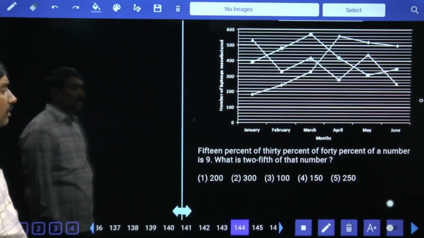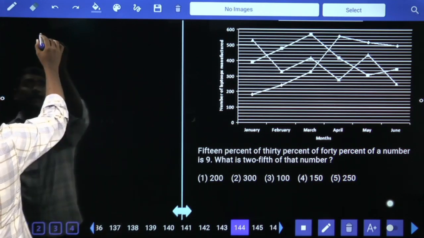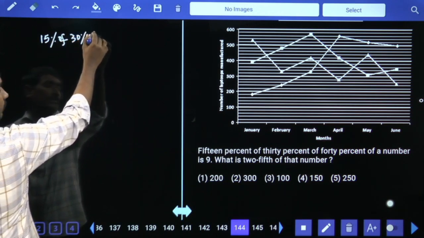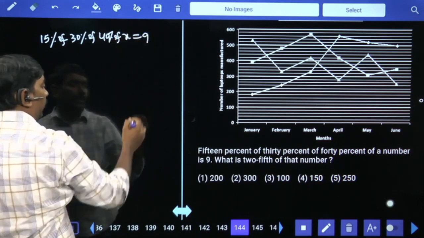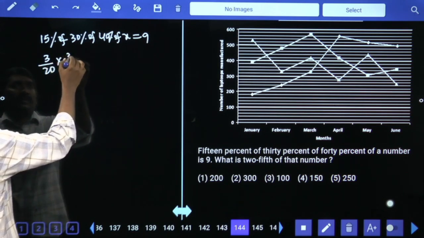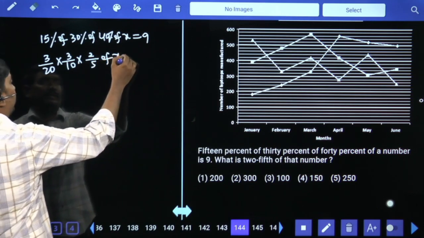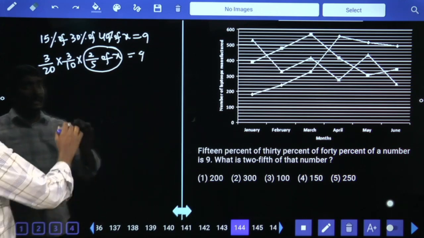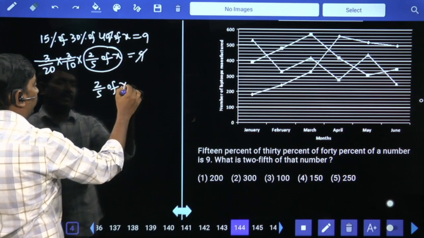15% of 30% of 40% of a number is 9. What is 2/5 of that number? 15% means 3/20. 30% means 3/10. 40% means 2/5 of x is equal to 9. 2/5 of that number means 2/5 of x is how much we need to calculate. 3 3s are 9, 9 get cancelled. So 2/5 of x is equal to 200.